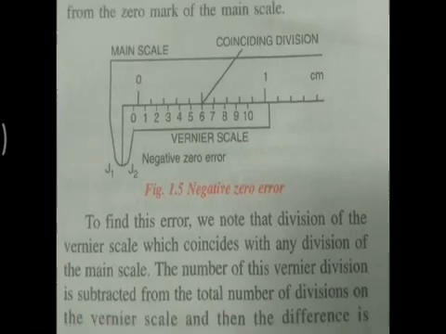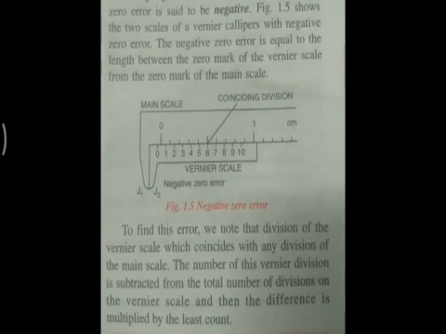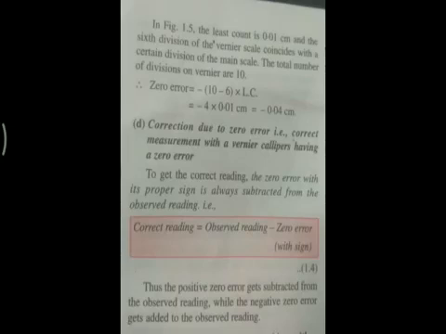So again, to find the error, you first note down the division of the vernier scale which coincides with any division of the main scale, right? Then the number of this vernier division is subtracted from the total number of divisions on the vernier scale. Now see, the total number of divisions on the vernier scale is how much? 10 divisions are there, right? And which one is coinciding? The sixth one, right? So how will you calculate the zero error in case of negative zero error? This is minus, 10 minus 6.